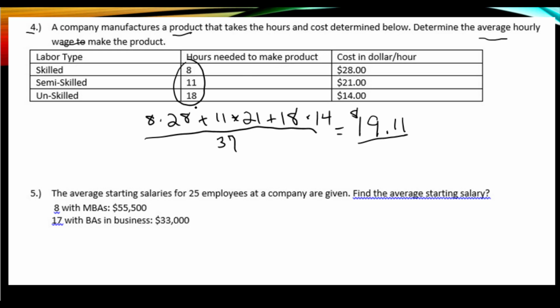Now, the only confusion you can get is you might say, well, what's the weights and what's the data? Notice $19.11 is higher than the $14, which has the most hours and the least cost per hour. And skilled is $28 an hour. Now, the average has got to fall somewhere between 14 and 28. It only makes sense, right? That should be logical.